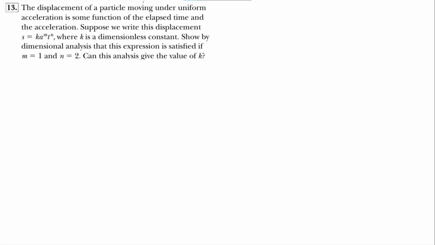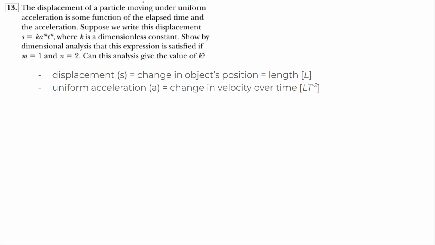The next question talks about the displacement of a particle moving under uniform acceleration, which is some function of the elapsed time and acceleration. Displacement is simply the change in an object's position, which is of length dimension. Uniform acceleration is the change in velocity over time, which is the length dimension over time squared. And time is just simply, well, the time dimension. We are given the displacement formula here.